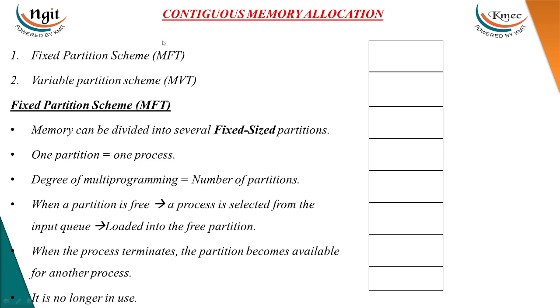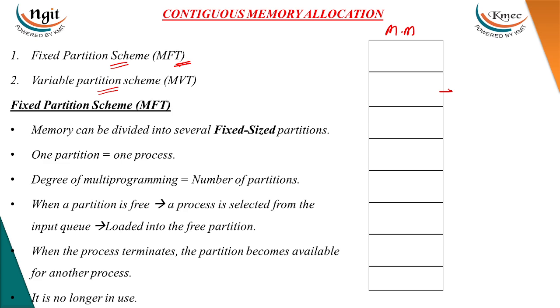In contiguous memory allocation, there are two ways we can allocate memory to a process. The first one is the fixed partitioning scheme; the second one is the variable partitioning scheme. In the fixed partitioning scheme, the main memory is divided into fixed blocks of different sizes.